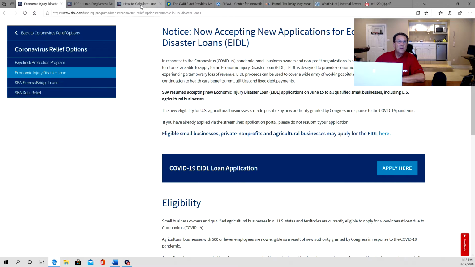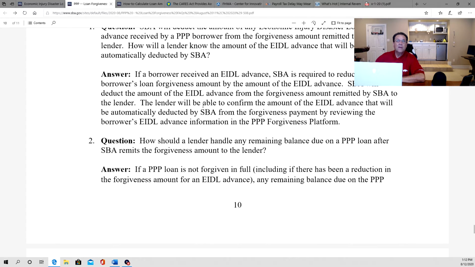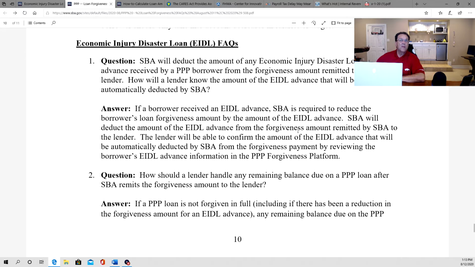So when you're looking at the amount deducted for the forgiveness, the lender will be able to confirm the amount of the EIDL that will be automatically deducted by the SBA from the forgiveness payment by reviewing the borrower's EIDL advance information in the PPP forgiveness platform. Because what you have to do is state and certify when you go in for the loan forgiveness on one of the forms. Okay.